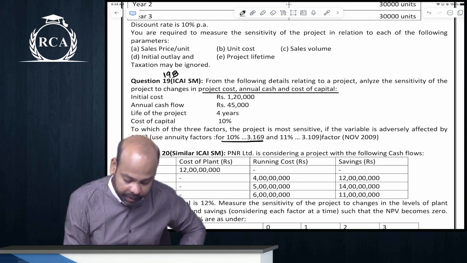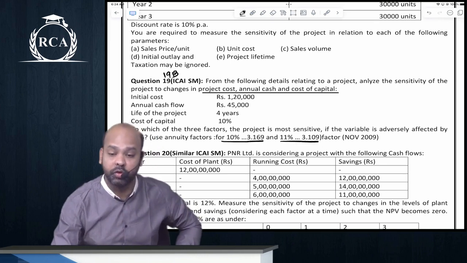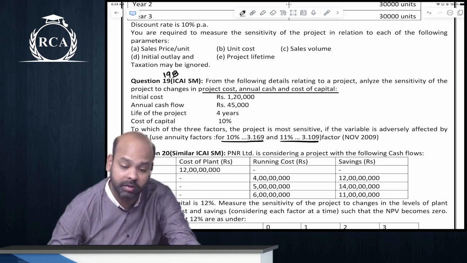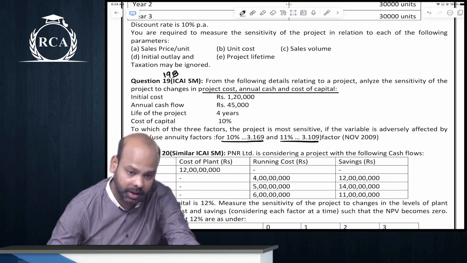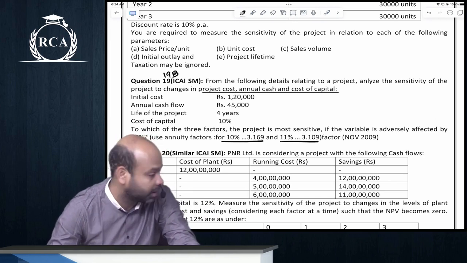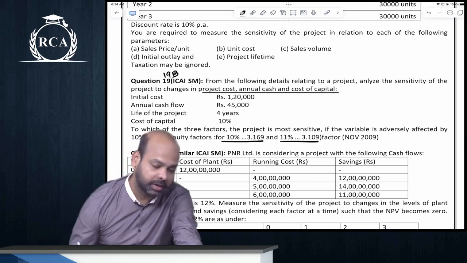Present value annuity factors are already given in the question. You're supposed to use only them. At your existing cost of capital, it is 3.169. So if you were to compute your NPV, guys, you will directly take the PVAF at 10% for 4 years as 3.169. Okay? Start, guys.